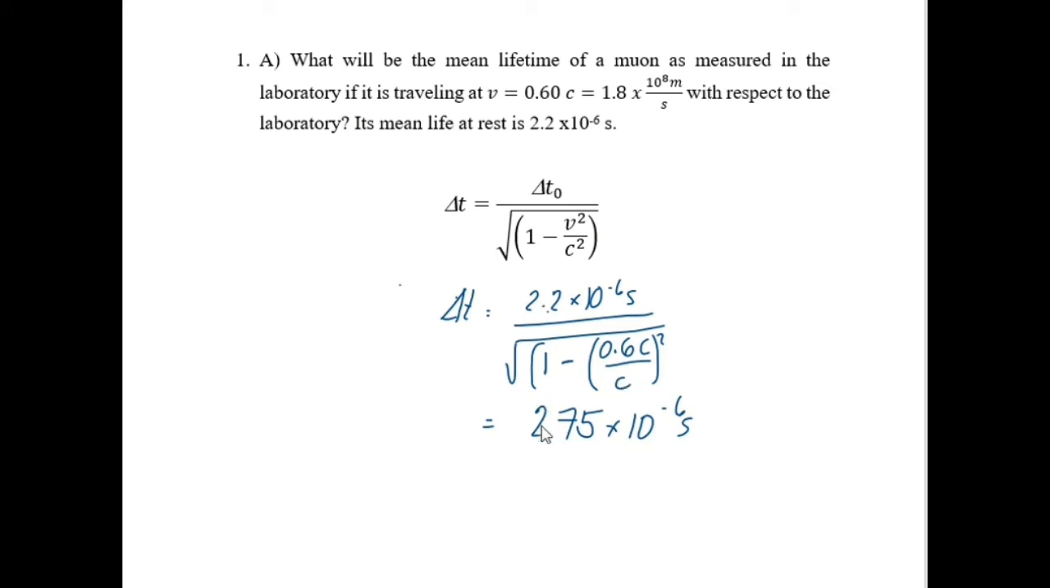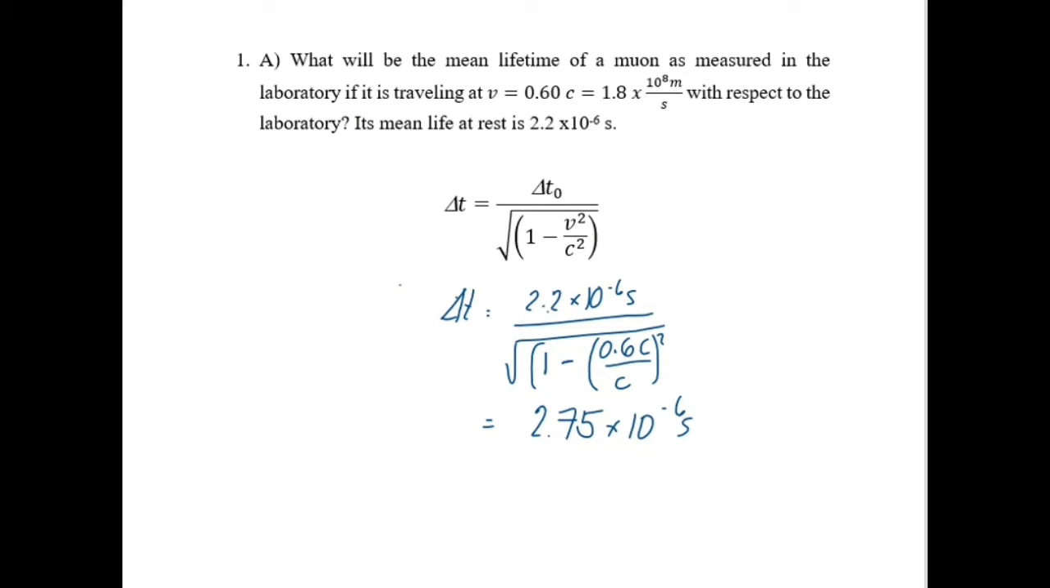So, as you can see here, as measured by the laboratory, it's 2.75 times 10 to negative 6 if it's moving at a speed of 0.6 c. So, yun. When it's associated with the velocity approaching the speed of light, mas humahaba yung kanilang mean life. Okay? So, that's the meaning of our answer.